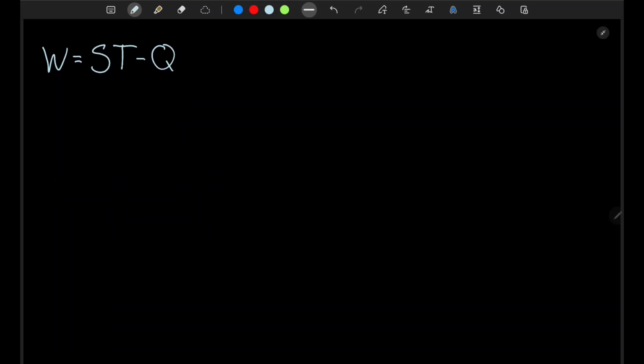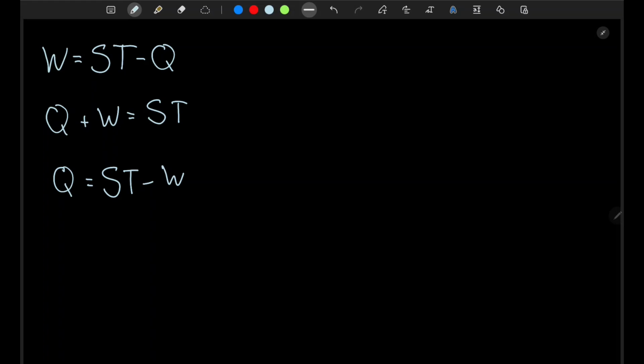Now let's look at another example. W equals ST minus Q. And let's solve for Q. So let's take this Q, push it over to the other side, make it positive. Q plus W is equal to ST. Now let's take the W, push it over to the other side, and make it negative. Q is equal to ST minus W.